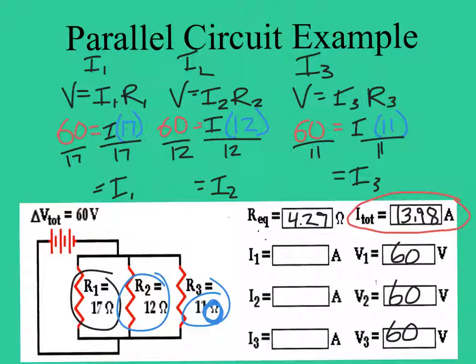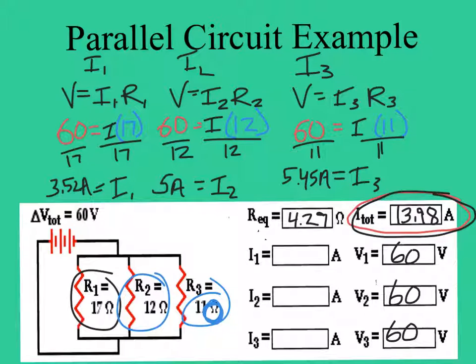Current number 1, after putting 60 divided by 17, is going to be about 3.52 amps. Looking for number 2, light bulb number 2, 60 divided by 12 ends up being a nice 5 amps. And then number 3 is 60 divided by 11, which ends up being about 5.45 amps. Now let me add 5.45 plus 5 plus 3.52, and it ends up being about 13.97, which is good. It's very close to the total current that we calculated.